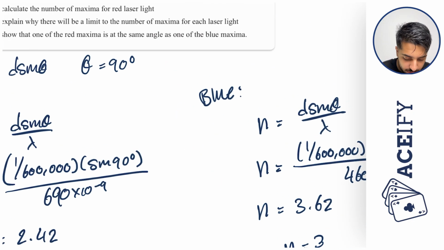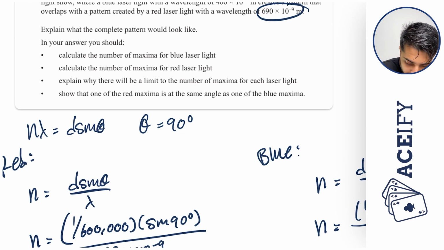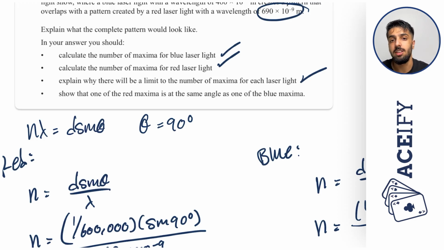So if we look back at our checklist, we have calculated the maxima for blue, calculated the maxima for red, and we've also explained why there is a limit to the amount of maxima. Now we need to show that one of the red maxima is the same angle as one of the blue maxima. So the way we do that is through simultaneous equations.